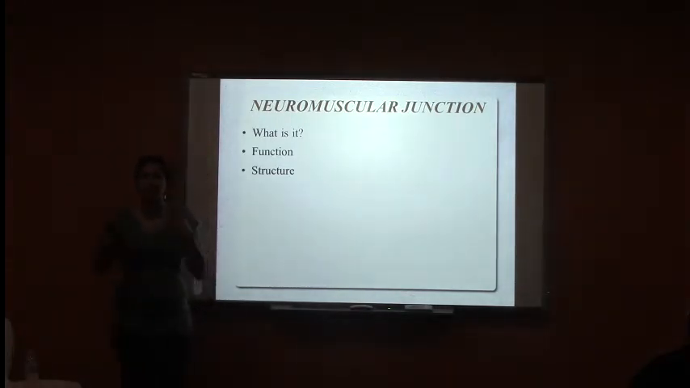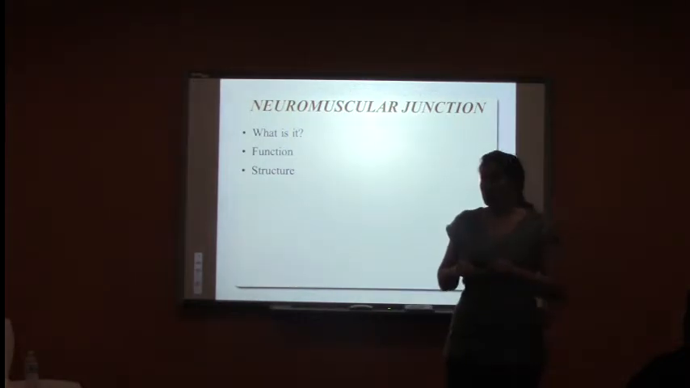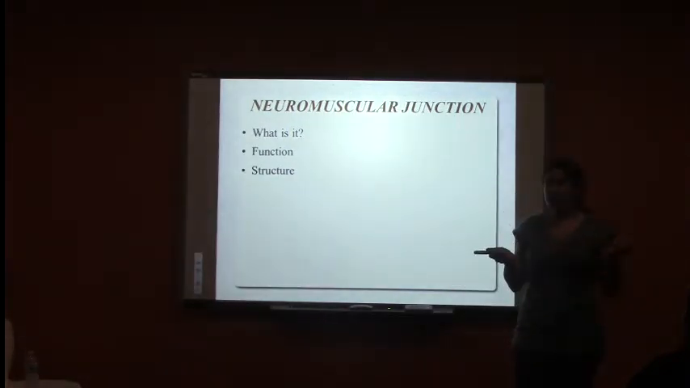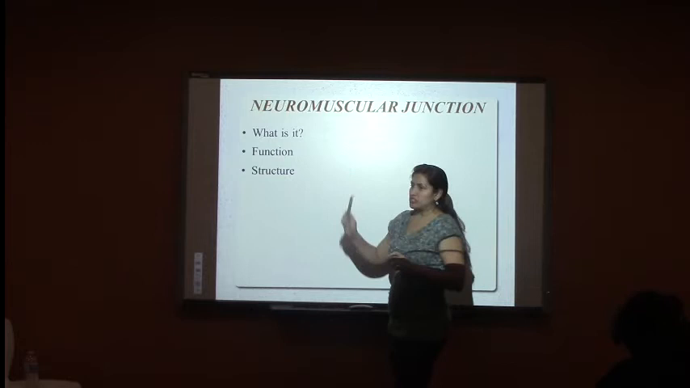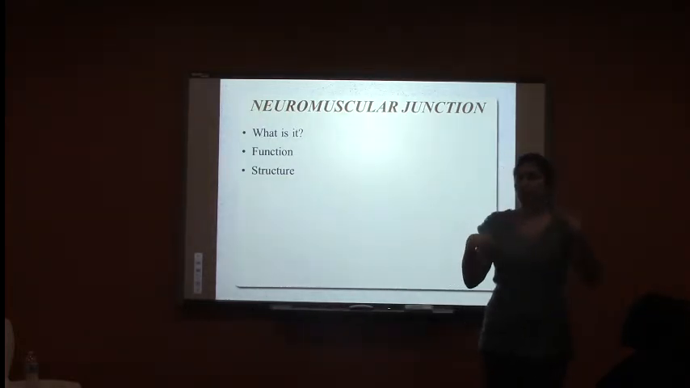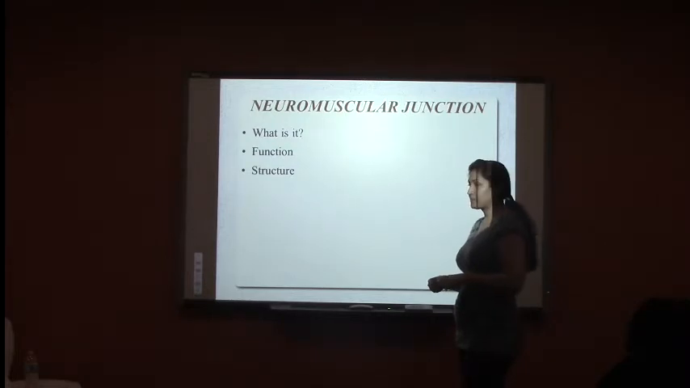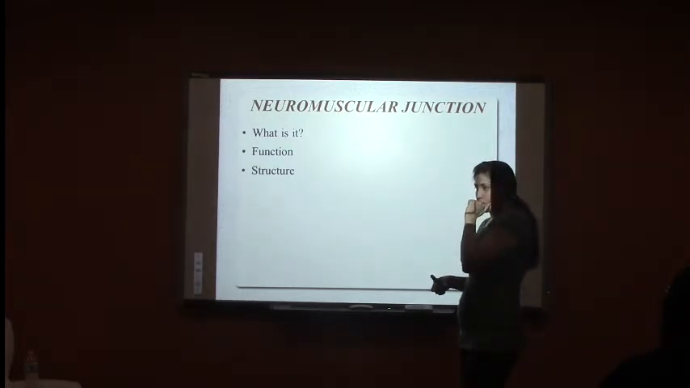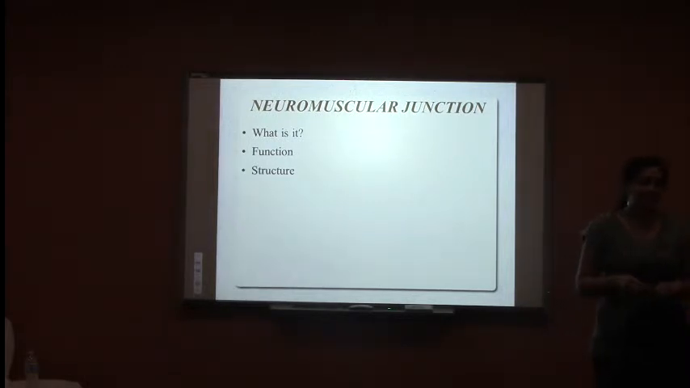What is a neuromuscular junction? What does the name tell you? Neuromuscular junction. A junction between a nerve and a muscle. The neuromuscular junction is a junction found between a nerve and a muscle. Okay? What is the function of the neuromuscular junction? To allow the muscle cell to get activated, to stimulate the muscle cell. The function of the neuromuscular junction is to allow the muscle cell to get activated, or to allow interaction between the neuron and the muscle.